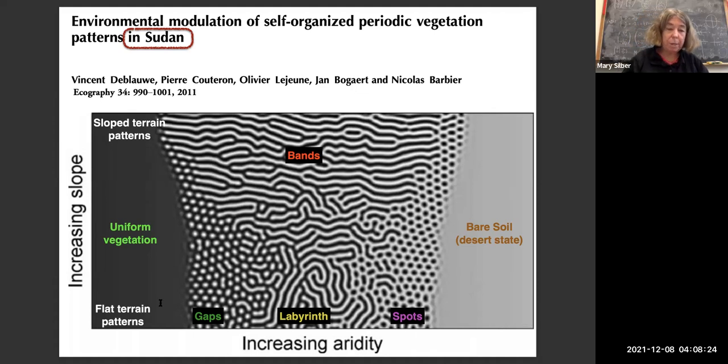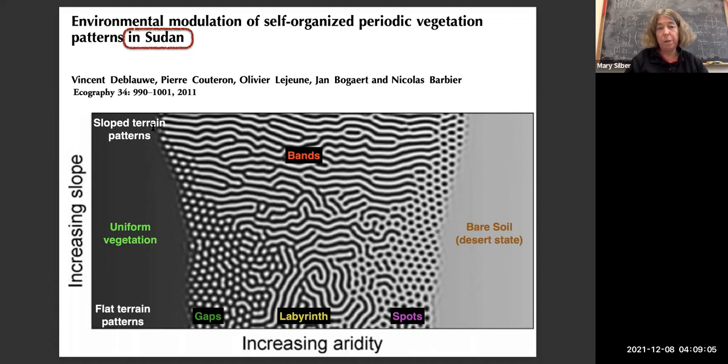Let me just focus on the bottom part of this, where I say flat terrain patterns. The vertical axis is a slope, but let me just focus on the flat terrain patterns, and I'm going to increase aridity. So the predictions from these models were that if it wasn't very arid, you could have uniform vegetation coverage, and if it's too arid, you've got bare soil. And in between, you go through this sequence of patterns. So it goes from uniform coverage to what they call a gap pattern, labyrinthine pattern, and then spot pattern, and then ultimate collapse to the desert state.